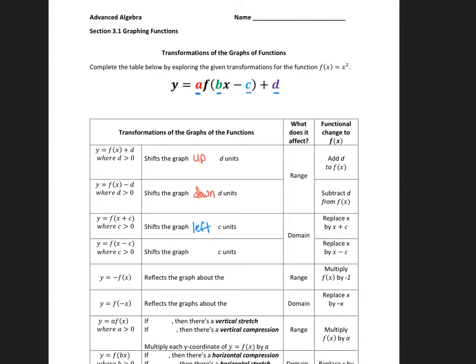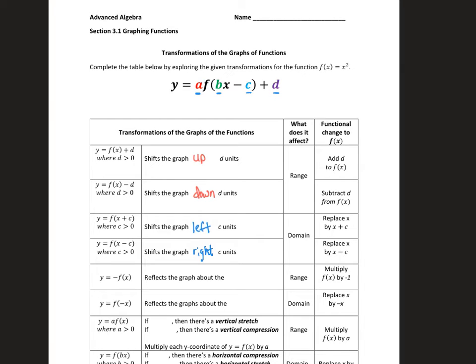So a quick way to remember which way to move the graph, left or right, is to set whatever is inside the parentheses, in this case x plus c, equal to 0. Your solution will tell you which direction to move and by how much. Now for a function y equals f of x minus c, where again c is greater than 0, that's going to do the opposite and shift our graph to the right, c units.